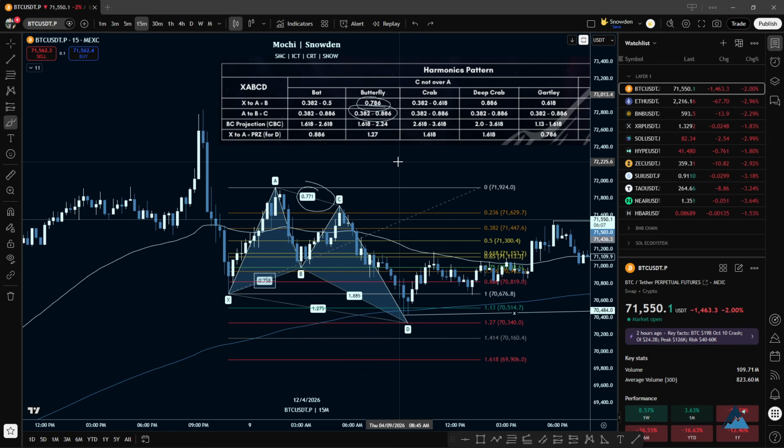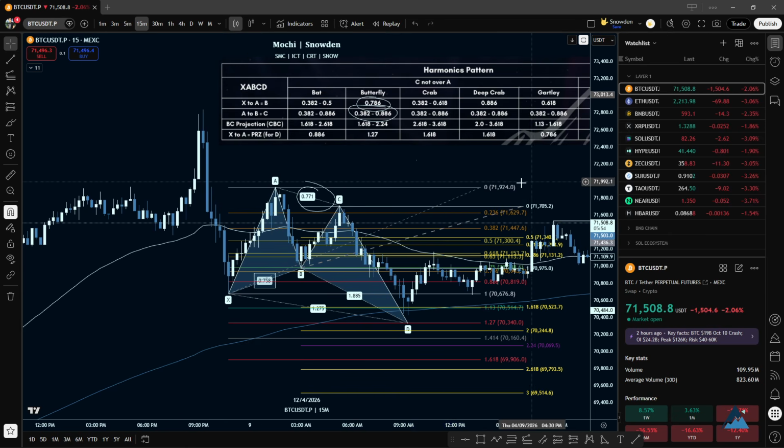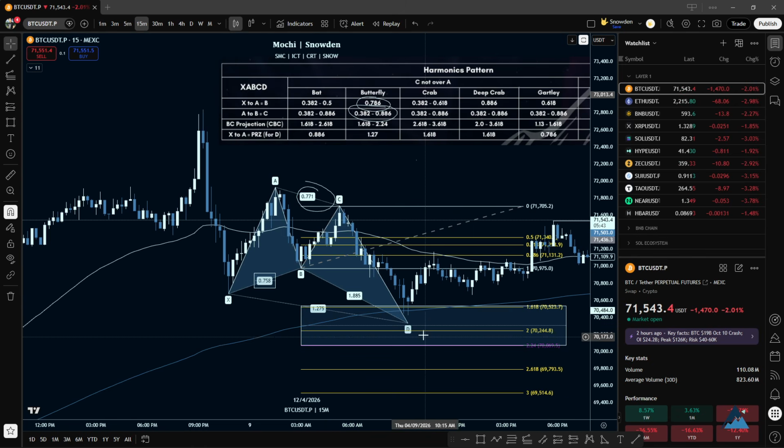Pwede tayo mag-butterfly. Kasi kunwari, hindi nyo pa nakikita yung chart. Sukatan nyo ng BC projection. So, C, B, C. Alisin ko to, para hindi magulo. Saan ang projection natin ng reversal ng butterfly? 1.618 to 2.24. Pasok. What happened? Dito sa zone na to nag-reverse, right? Reversal.